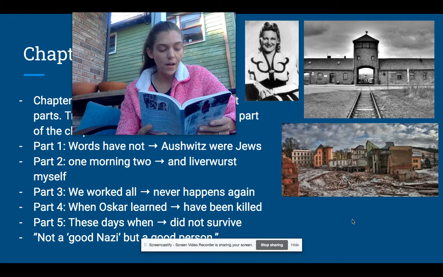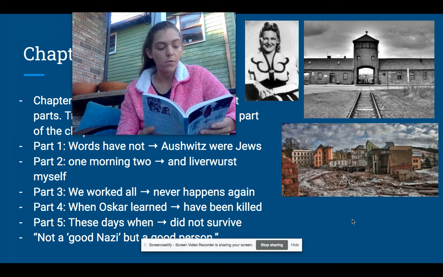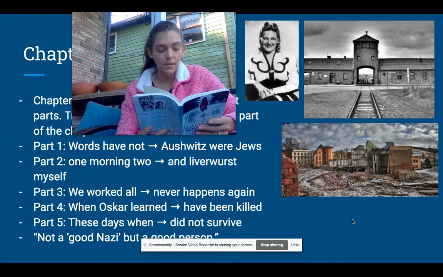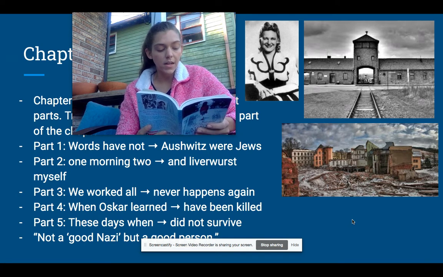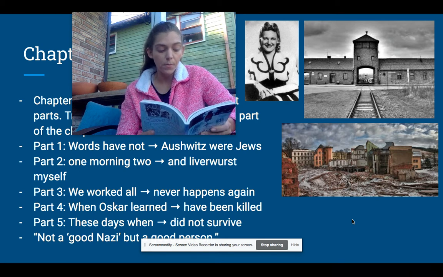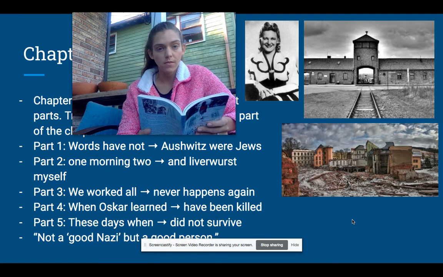During 6 years of operation, between 1.1 and 1.3 million people were murdered in Auschwitz. Jews, Sinti, and Roma people, once called gypsies, Soviet prisoners of war, political prisoners, and other people labeled by the Nazis as anti-socials. 9 out of every 10 people murdered in Auschwitz were Jews.